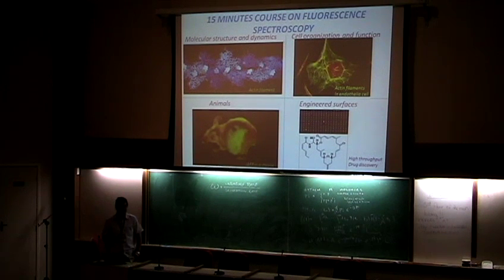So now I will try to give this 15-minute course on fluorescence spectroscopy. Fluorescence is quite an important tool. If you take biochemistry, biophysics, and even chemistry journals, 50% of them use fluorescence in one way or another. So you can use fluorescence to look for molecular interaction at the atomic and molecular level. It can be used in cell biology, and also, like in this case, this mouse has a protein labeled with green fluorescent protein, so you can ask a question about the whole animal.